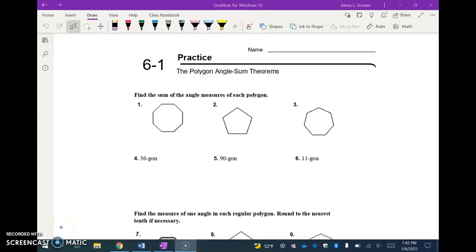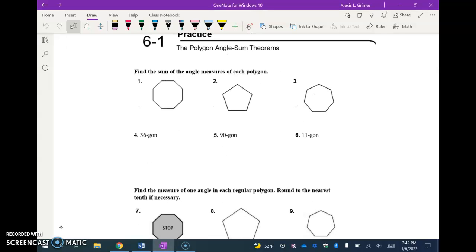All right, I want to make sure we're crystal clear on the practice. I'm not going to do all of them for you, but I will do some of them with you. So, most important thing, always make sure you read the directions carefully. So it says, find the sum of the angle measures of each polygon.